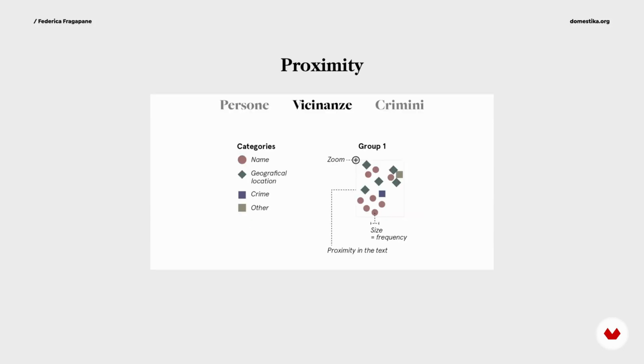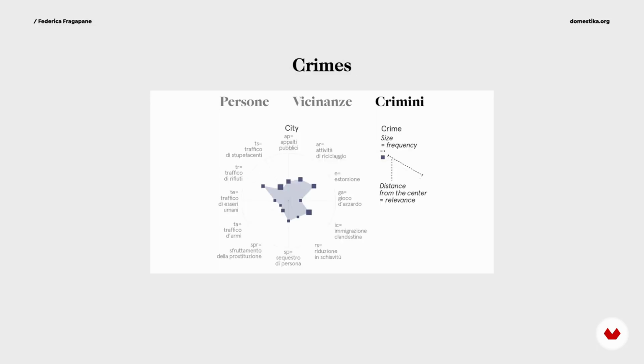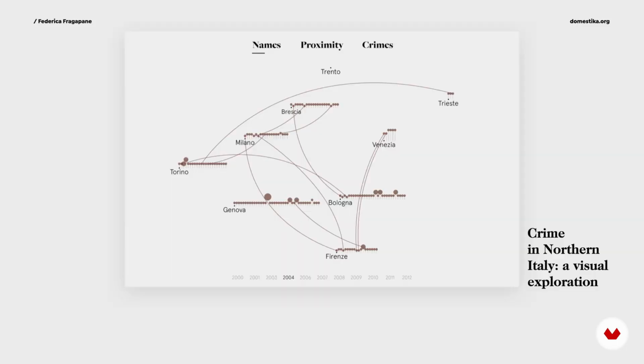I did the same thing for the proximity section. Here, I'm grouping all the terms that were next to each other in the paragraph. And as you can see, I'm always explaining the same rules that I had previously defined. Here, I designed a graph in which each radius represents a crime. Again, the size of the element represents the frequency, and the distance from the center represents the relevance. And these are some screenshots from the project I worked on.